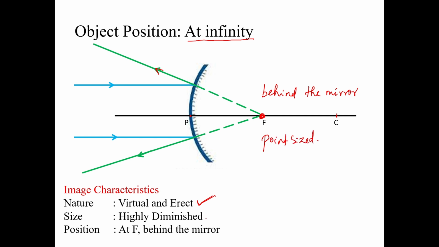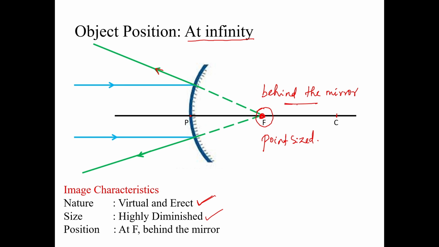And where is the position of the image? Image is formed behind the mirror, that is at focus. At focus behind the mirror. The same thing is applicable for concave also. For parallel rays you are getting the image at focus, but in that case the focus is in front of the mirror, but in this case the focus is behind the mirror.